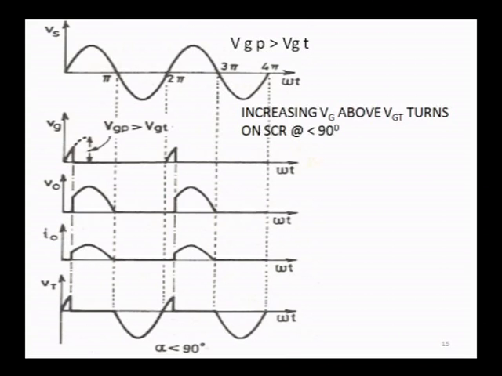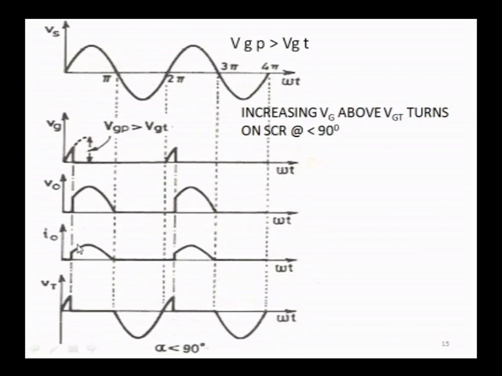Then how to turn it on below 90 degrees? Yes, there is an answer here. You can see this gate peak voltage, if you increase it beyond VGT, your SCR turns on at a smaller firing angle alpha. You can see here the voltage V naught, which has been turned on here. This is the output voltage V naught and I naught.